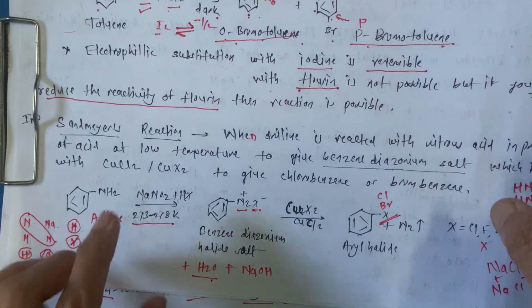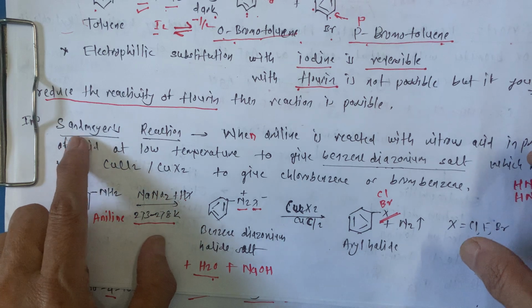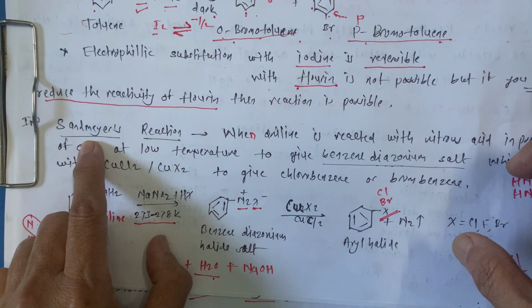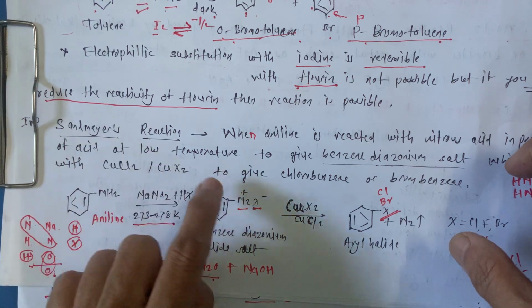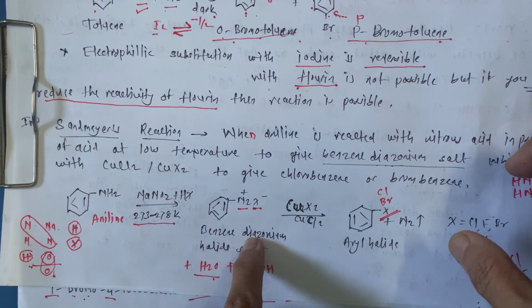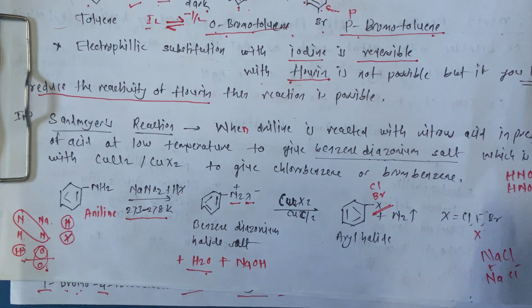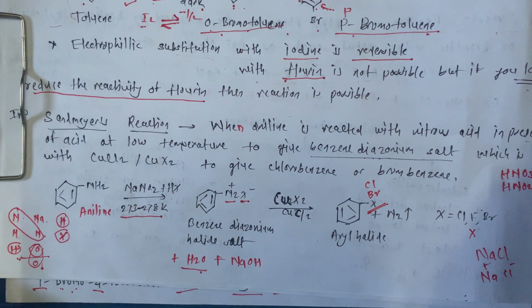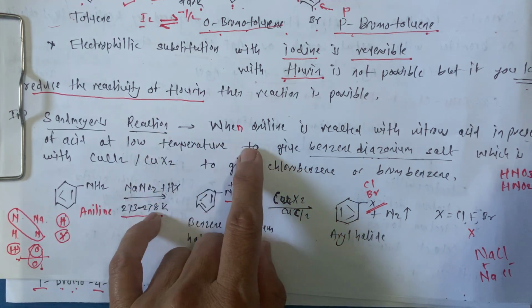Next reaction is again a name reaction. This is Sandmeyer's reaction. Sandmeyer is the name of the scientist. We are going to study this again in chapter 13, but here also there is a reference to this reaction, so I am explaining the total reaction over here. Sandmeyer's reaction. What is this reaction?